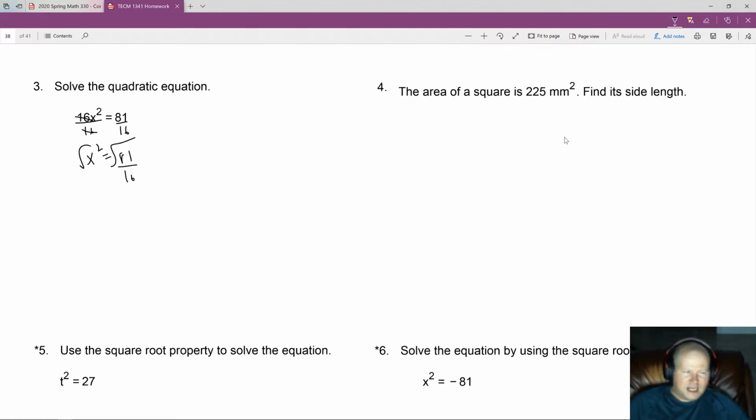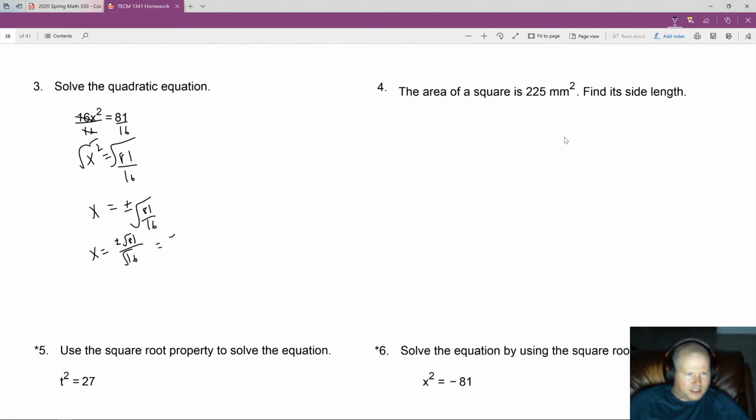Again, the syntax of that square root symbol right there is technically wrong because that's only the positive one, but we want to include the positive and the negative one. So I'm going to put plus and minus the square root of 81 over 16, which gives me x is equal to plus or minus the square root of 81 over the square root of 16.